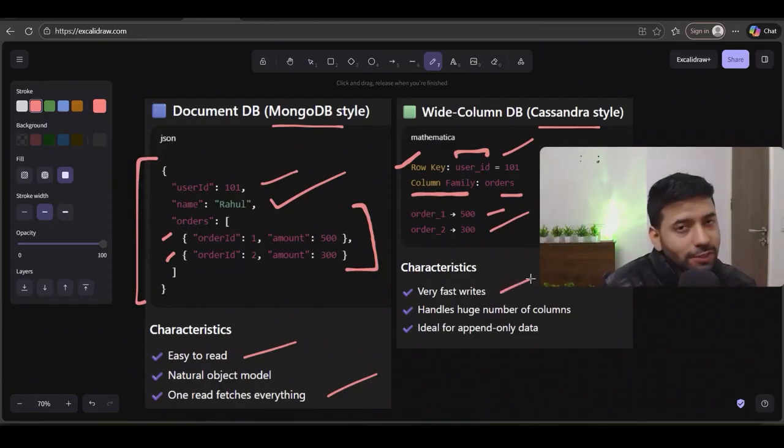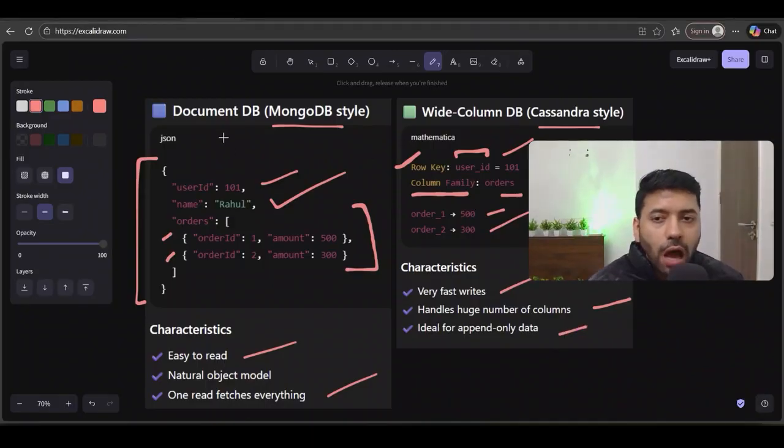Very fast writes, as we discussed, because this is append only. It can handle a huge number of columns, so all the data which keeps on coming, we will keep on creating new columns corresponding to that, and it is ideal for append only data. That's why it is quite fast in terms of writes. So this was about how data is stored in a document database versus in a wide column database.